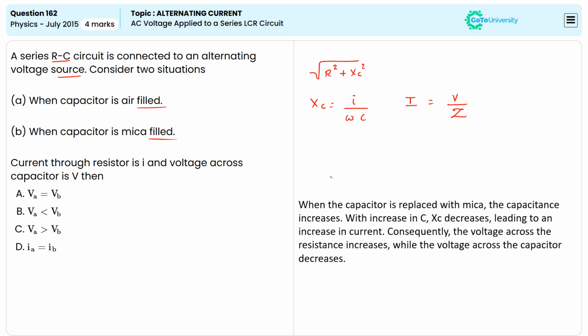Then we know here that when the capacitor is replaced with mica, the capacitance increases. With an increase in capacitance, the XC value decreases, leading to an increase in the current. Consequently, the voltage across the resistance increases, while the voltage across the capacitor decreases. Then we can write VA is greater than VB. Then option C is the right answer here.